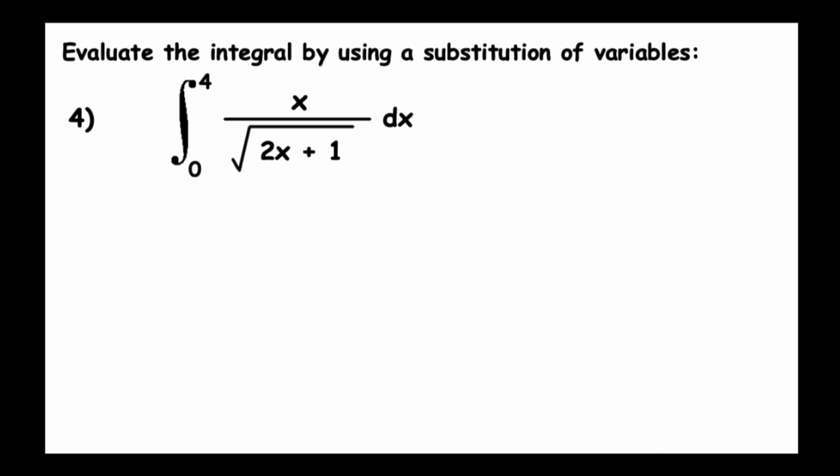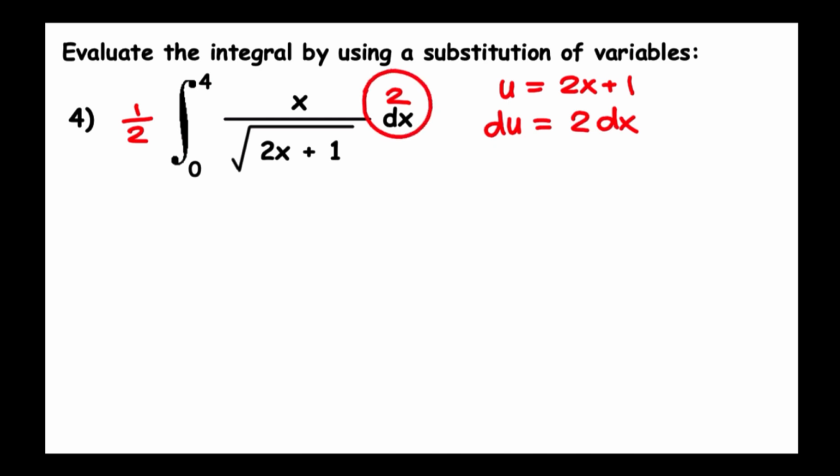All right, let's try to use some. The ugliest part of the problem is the radicand inside the square root. So 2x plus 1 becomes the u. Du becomes 2 dx. All right, so we've got our du. We've got a u to the negative half. But again, we've got that x up top.